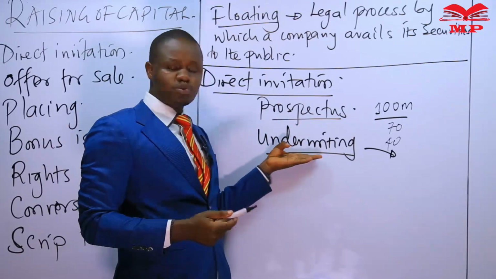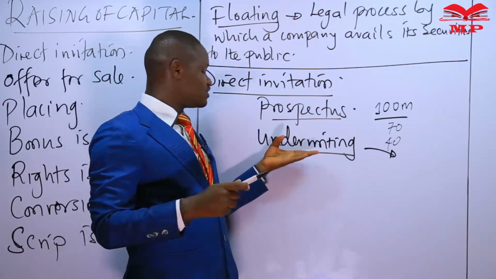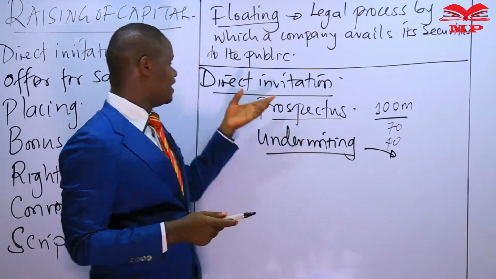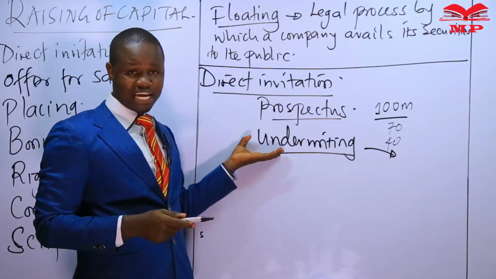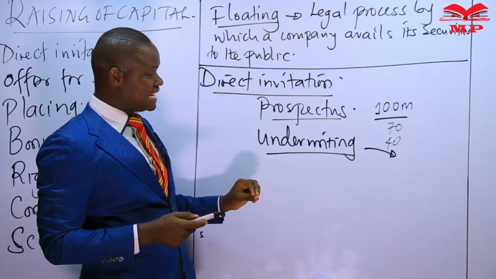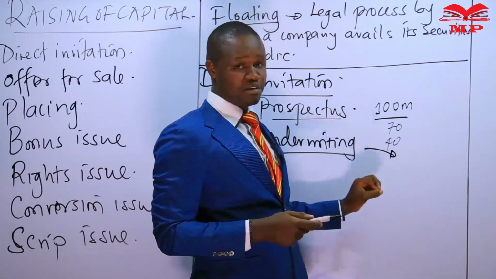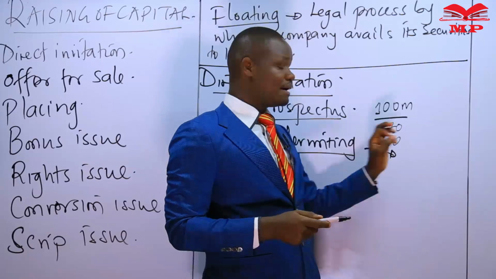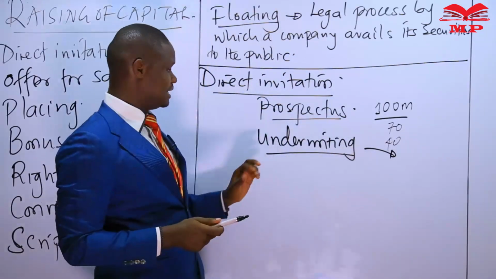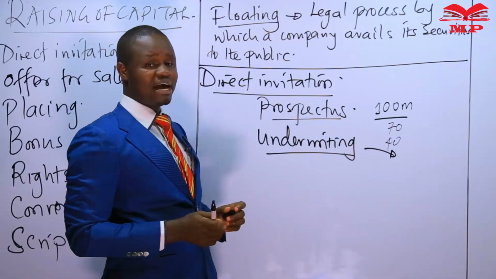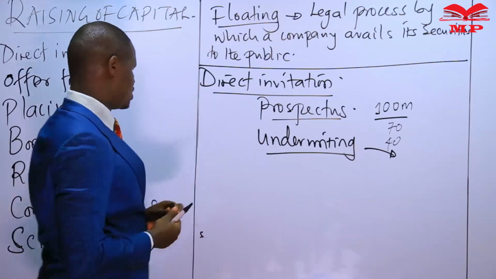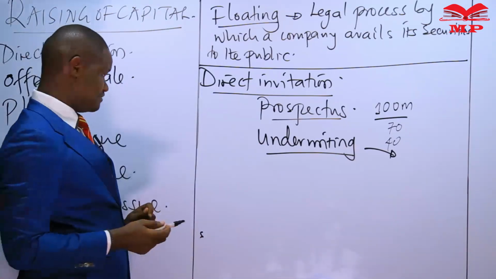And then, of course, with the risk that we run, that all these shares may not be taken up, the issuing company may also have to arrange for underwriting, where they get an underwriter to commit to them that any portion or part of any portion of this share capital that may not be taken up by the public, then the underwriter will provide consideration for such amounts. So that is the direct invitation.